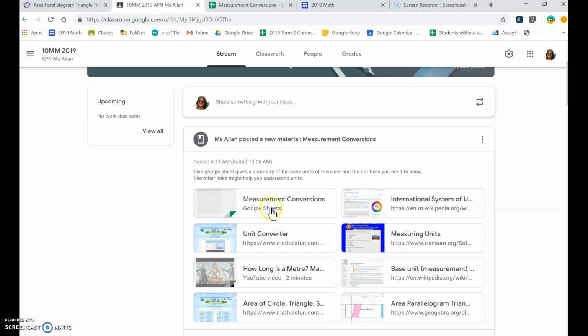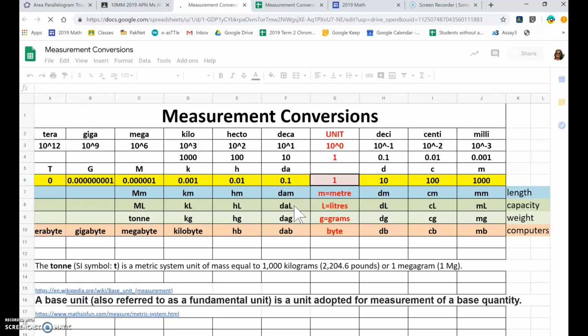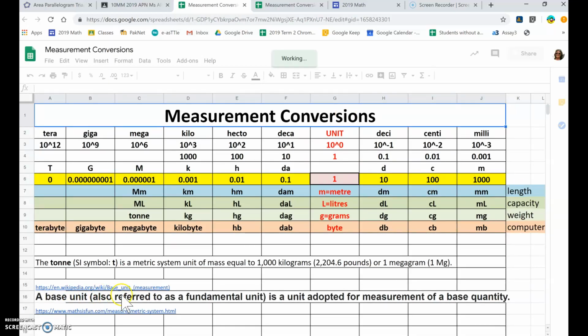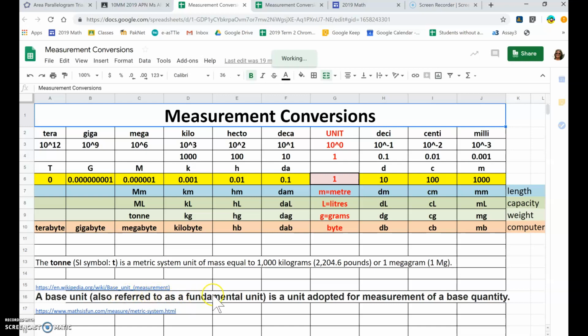So the first thing we're going to look at is the measurement conversions. With the measurement conversions, we're looking at the base unit. It's also referred to as a fundamental unit. So that's meter, litre, grams, and bytes.